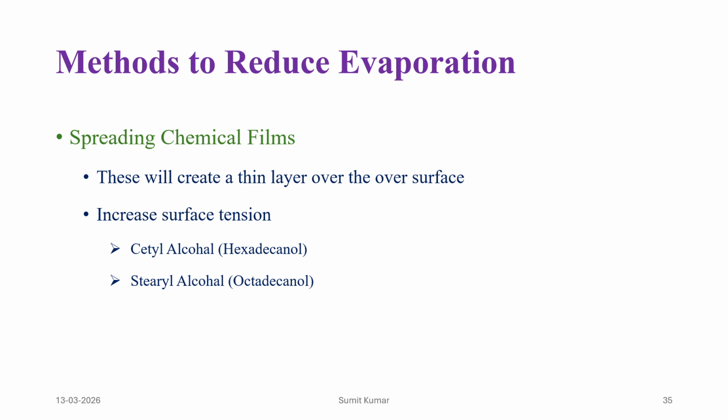Another well-known technique for reducing evaporation is spreading chemical films on the water surface. The chemical forms an extremely thin monomolecular layer over the entire open water surface. This layer increases surface tension and reduces the rate at which water vapor diffuses. Both these phenomena lower the evaporation. Cetyl alcohol and stearyl alcohol are most widely used for this purpose.